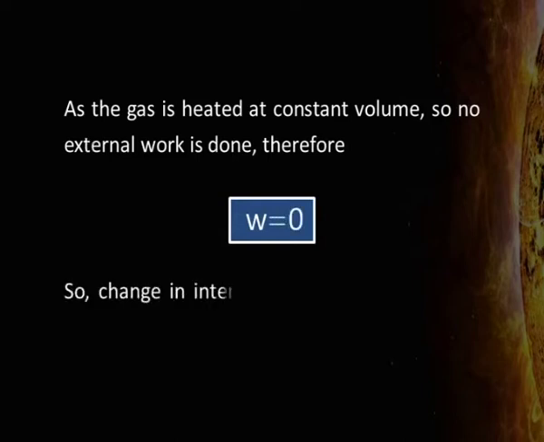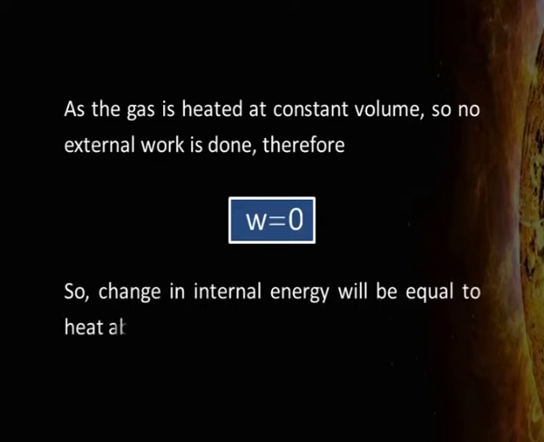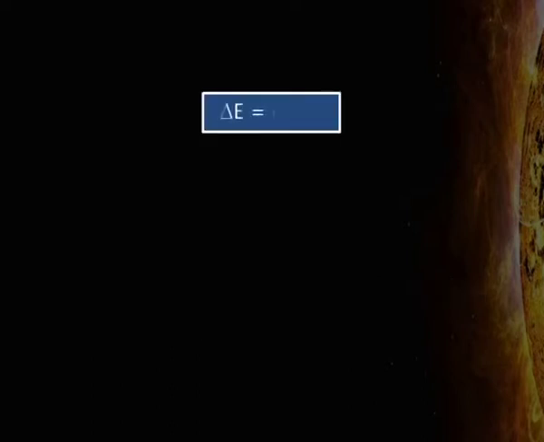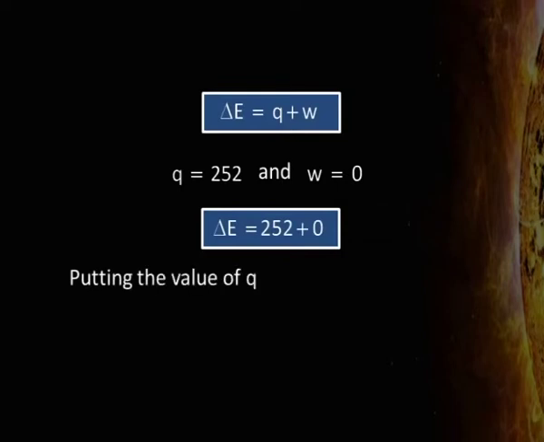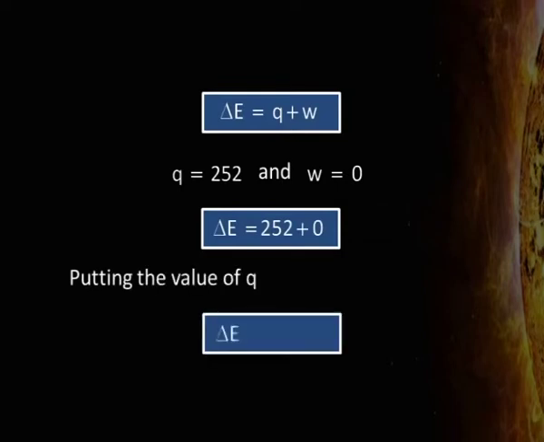So, change in internal energy will be equal to heat absorbed, because we know that delta E is equal to Q plus W. Here W is equal to 0, therefore, delta E will be equal to Q. Putting the value of Q here, we will get delta E equal to 252 calories.